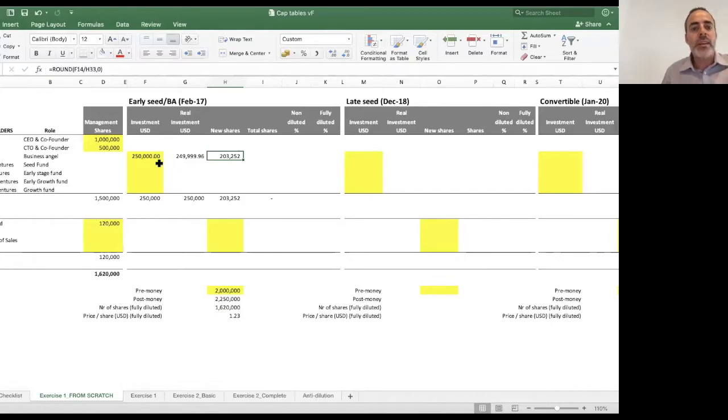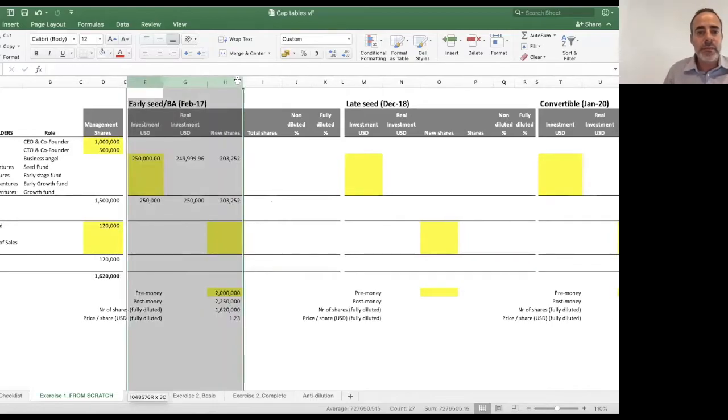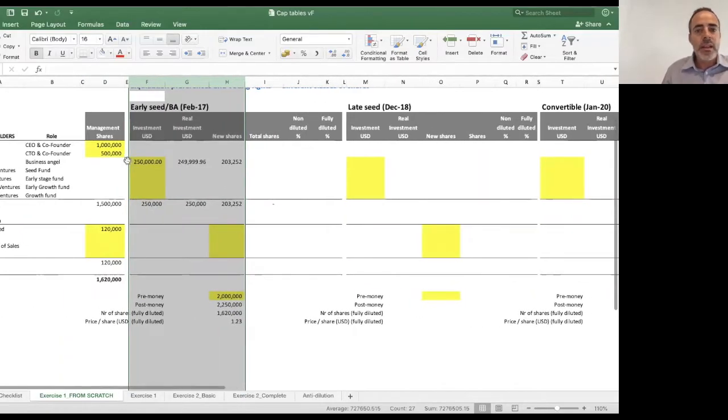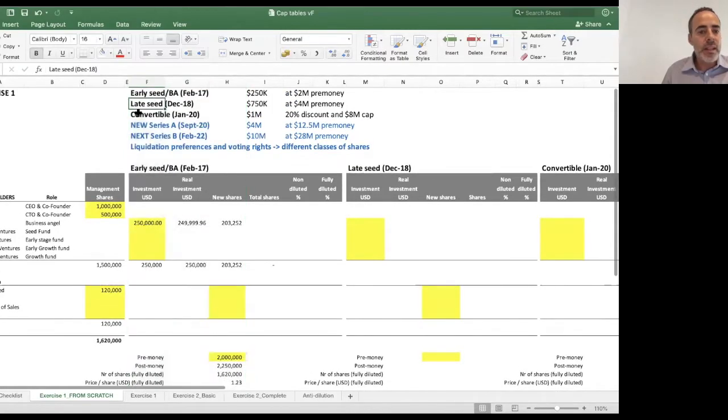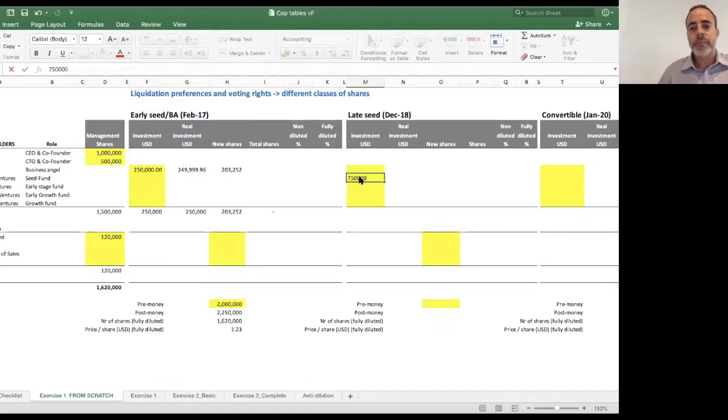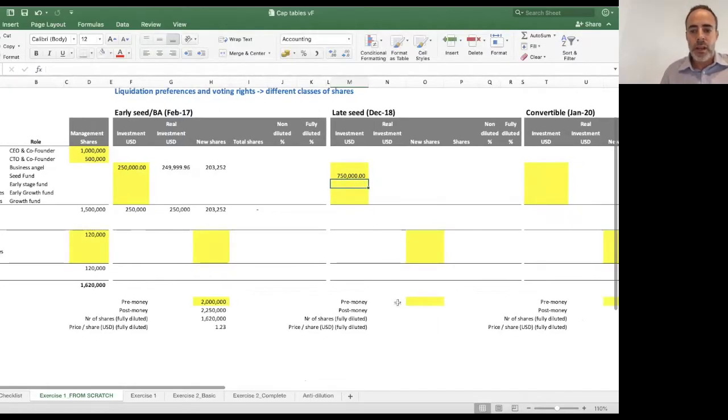So we've already done the first round, as simple as that. And now all we do in the next round is exactly the same calculation. We said in the late seed, we're going to have 750 at 4 million pre-money. We're doubling the valuation, right? The pre-money. So Alpha is going to invest 750 at a 4 million valuation.